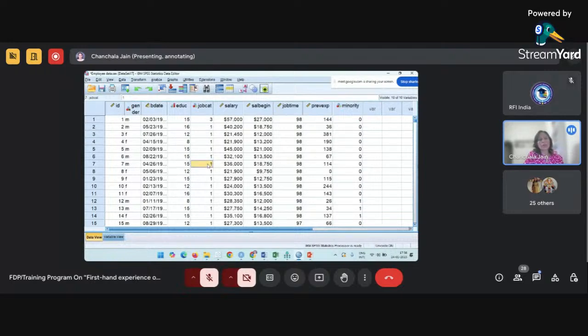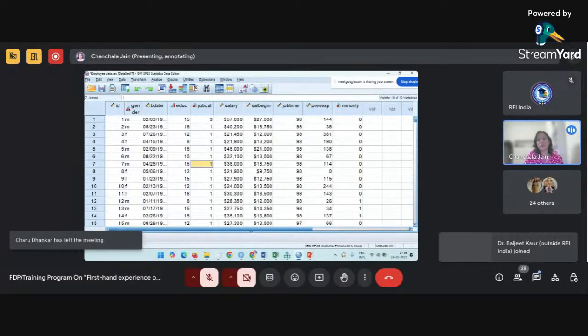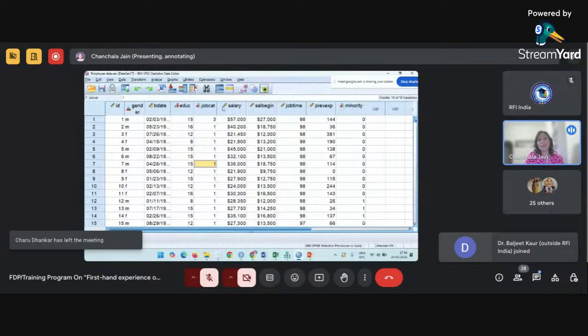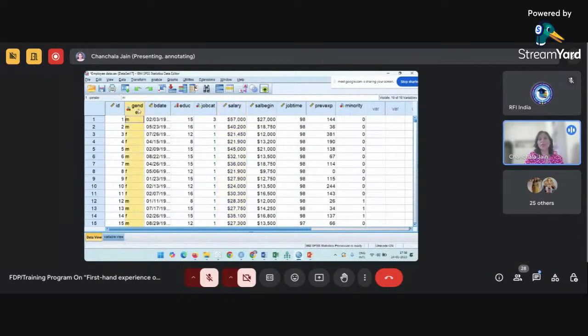Now, here you can see multiple variables available. You need to find two variables. First is the gender variable, and the second one is the salary variable. Here I want to compare the salary on the basis of gender. So can anyone tell me in which way I need to formulate my hypothesis?